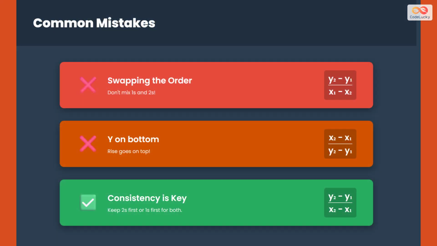Here are some common mistakes to avoid. The most common error is swapping the order of the coordinates. If you start with y2 on top, you must start with x2 on the bottom. Also, remember that the y values always go on top, because slope is rise over run.